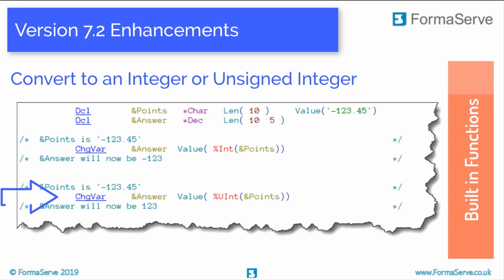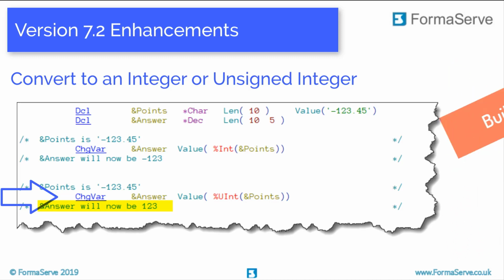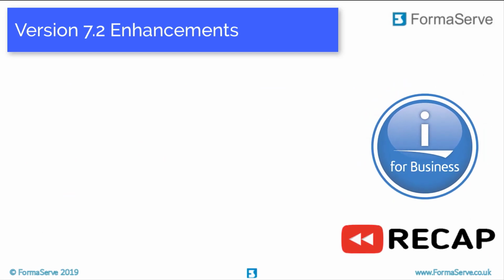And now to make an unsigned integer, we use the %UINT built-in function. So we're using that on the &POINTS variable and placing it back in &ANSWER. The &ANSWER will now be just 123 because it's unsigned, it's done the rounding up and down and makes it a whole value. That concludes the enhancements for 7.2.